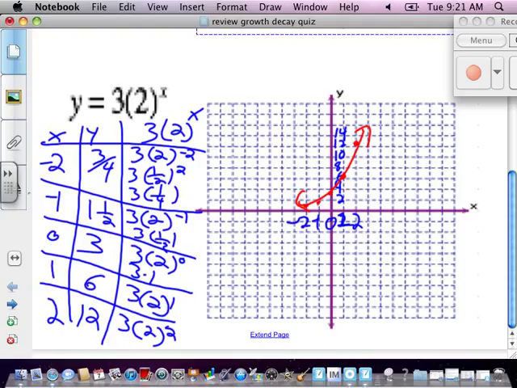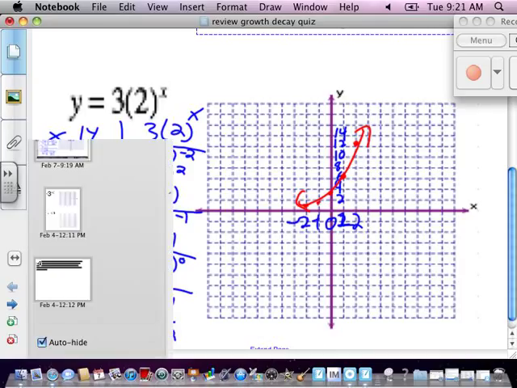Do you guys feel like you get the hang of graphing? I'm going to have you do the last 2 on your own then. Is this a growth or a decay problem? Growth. All right. Let's move on to the story problem to make sure you have that one.